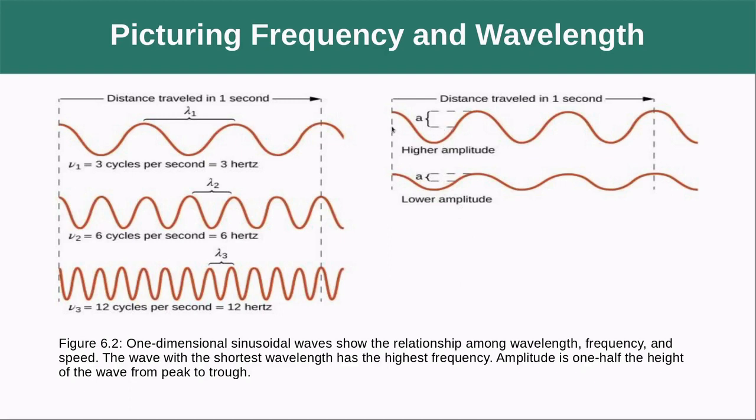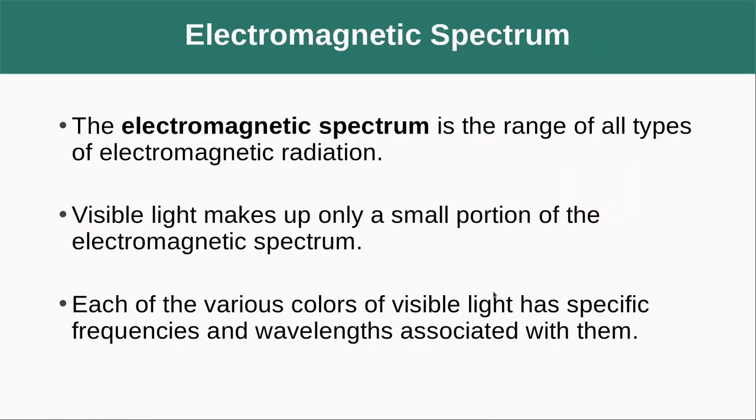Picturing amplitude, if you kind of thought of a line that went straight through the middle of this wave, the distance from that center point up to the highest peak or the lowest trough is going to be our amplitude. And here we have a lower amplitude. You can see that's kind of a squashed down wave. If the wave was even higher, we would have a higher amplitude.